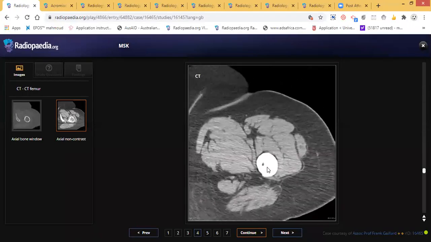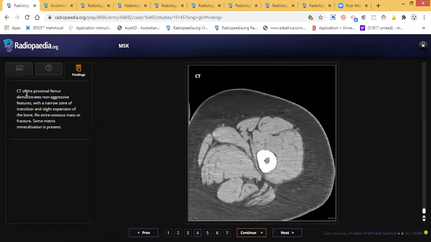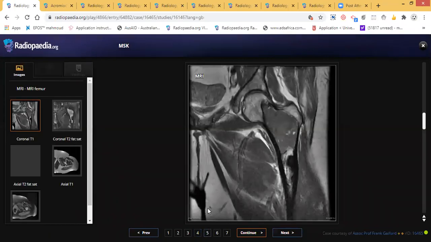So bony lesion, and you suspect something going on. Let's check the description. As we mentioned, this is non-aggressive. So you are checking a non-aggressive lesion. The most important thing to say is that there is a narrow zone of transition. There is some expansion, but no periosteal reaction and no extraosseous masses. So this patient did MRI.